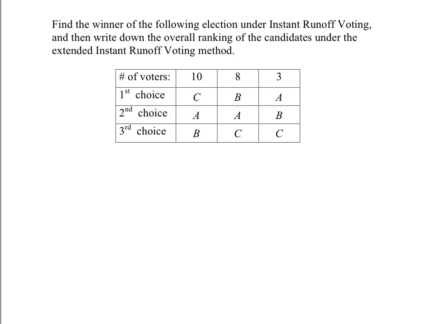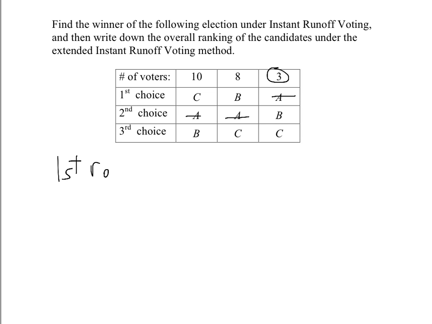We look at the first choice votes and ask, is there a majority candidate? No, there is not a majority candidate. C has a plurality of first choice votes, no one has a majority. So we're not going to declare the winner in the first round. We have to eliminate the candidate with fewest first choice votes. And that is A, right? A has only 3 first choice votes, so A is the one who is eliminated.